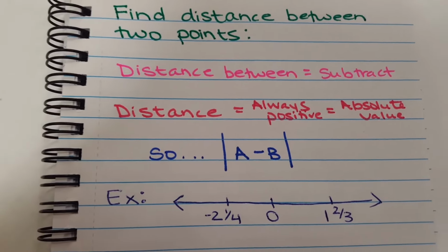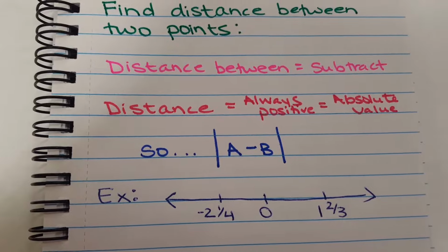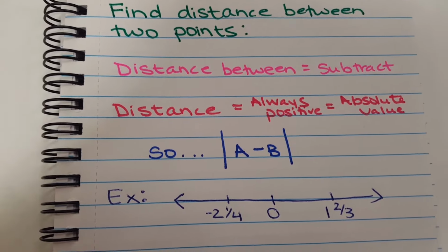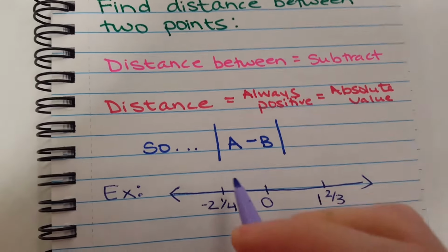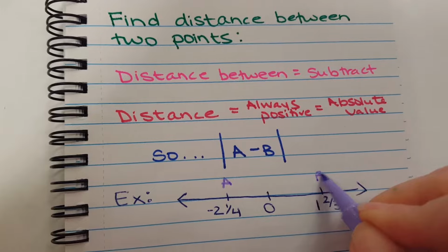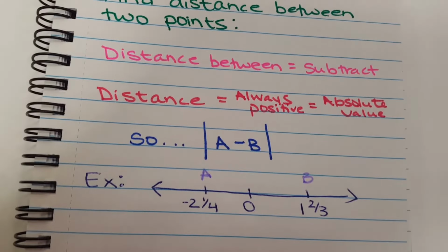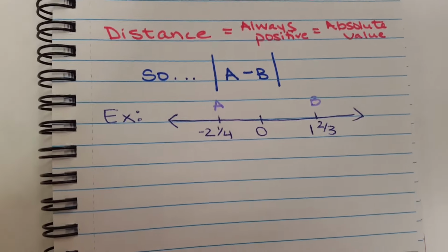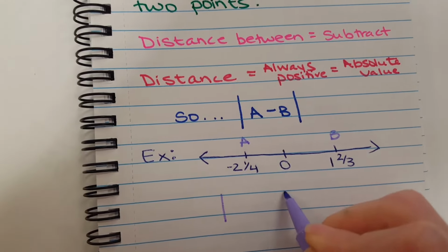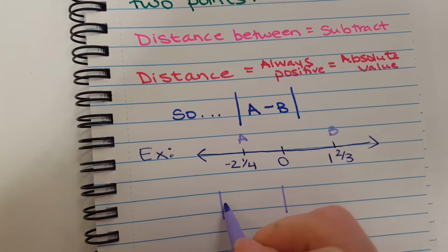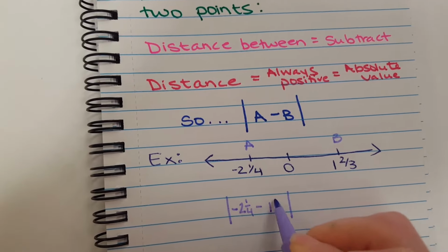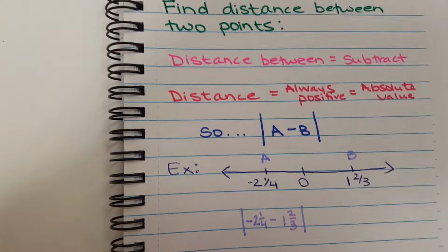and then because it's distance, we have to take the absolute value of it. So for example here, I have a point, -2 1/4, and I have a point 1 2/3. Now, they're not labeled A and B, so you guys can feel free to label them in any way you want. I'm going to label that one A and that one B just because left to right. And then I would solve it using the formula above. So I'm going to take the absolute value of A, -2 1/4, minus B, 1 2/3.